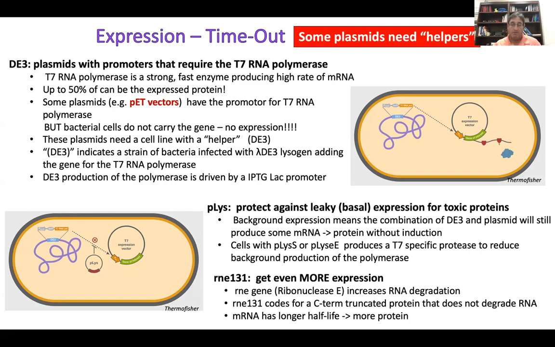And so what happens is they don't actually put the RNE gene in, they take RNE 131. So this is a mutation that has a truncated RNE and blocks the degradation of RNA. It stops the normal degradation of RNA that already happens. So that means your RNA that the Pet28 expression is making has a longer half-life. That means you get more protein.